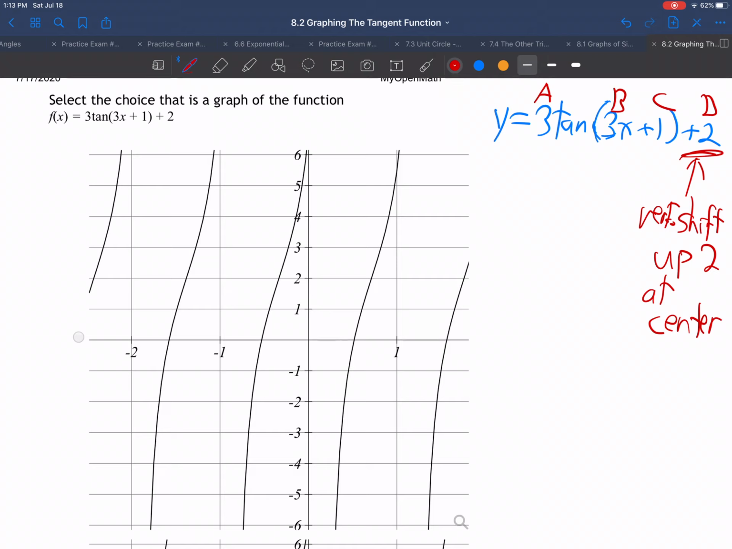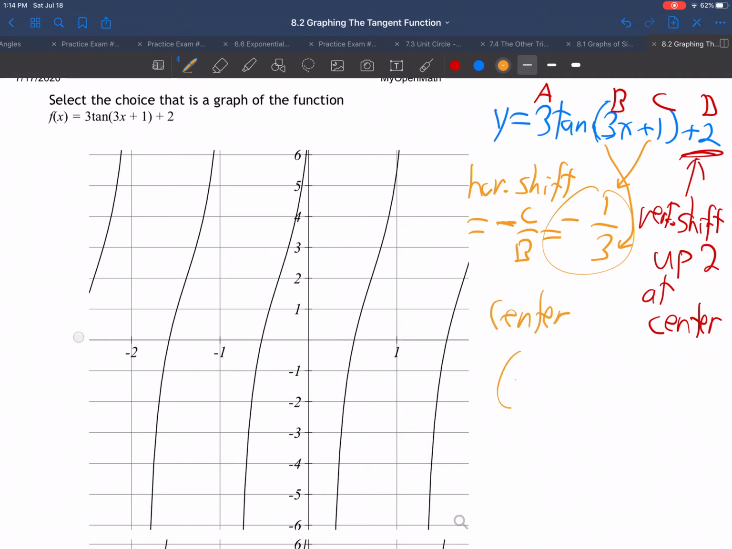But that doesn't mean it's 0, 2. Hold on. Let's find the horizontal shift. This one's going to have a horizontal shift. The formula for that is negative C over B, if you look at the notes. So that's negative C, which is 1, over B, which is 3. So the horizontal shift is negative 1/3. So the center of this graph should be at back 1/3, that's the horizontal shift, and the vertical shift up 2. Back 1/3, up 2. Let's see which of those have that.